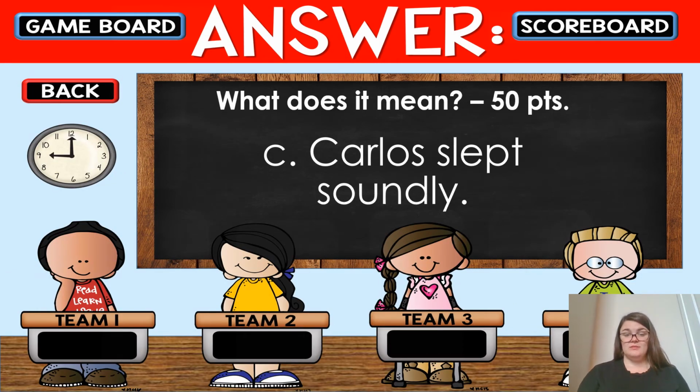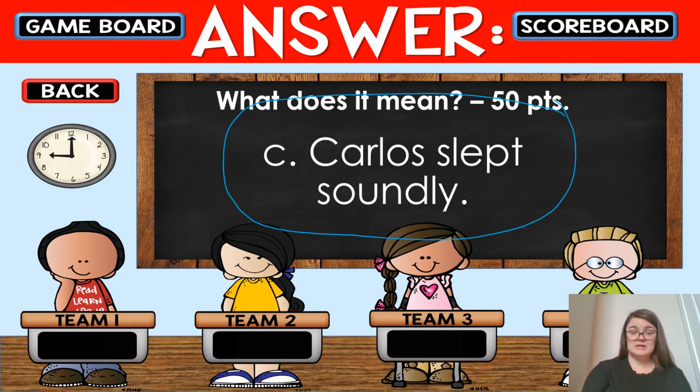Your answer should have been Carlos slept soundly, which is C. When you sleep like a log, that means you sleep super sound and quiet. He didn't wake up at all that night, so he slept very well. You use like to compare Carlos to the log when they're sleeping because they're both still.